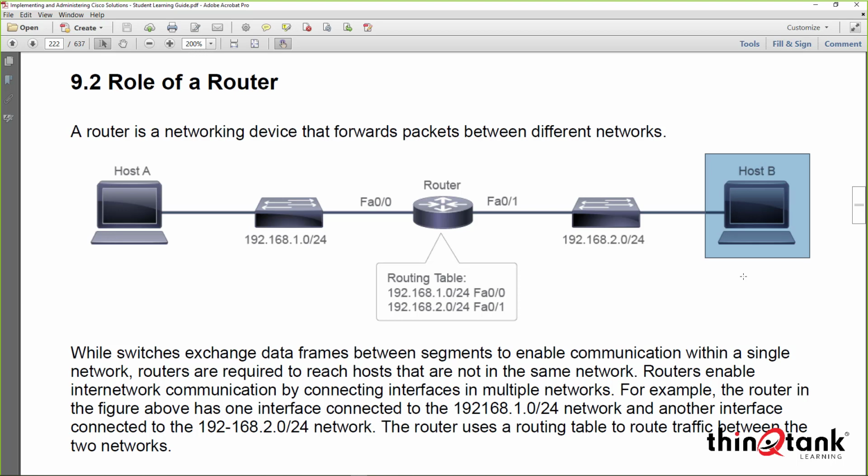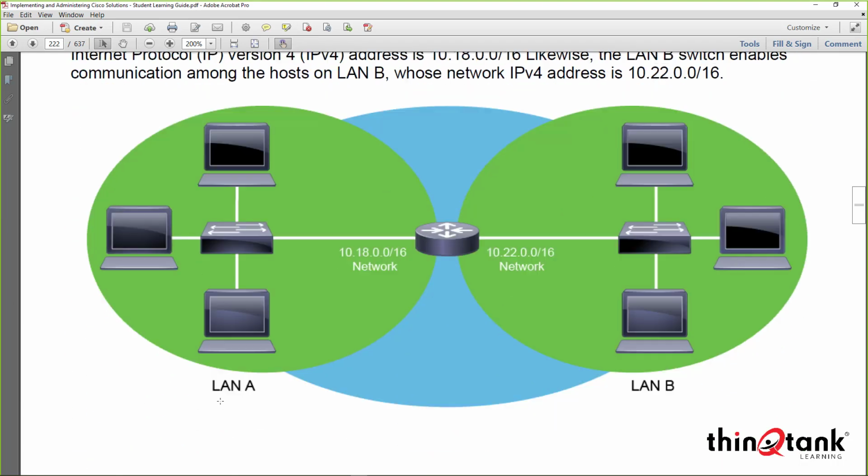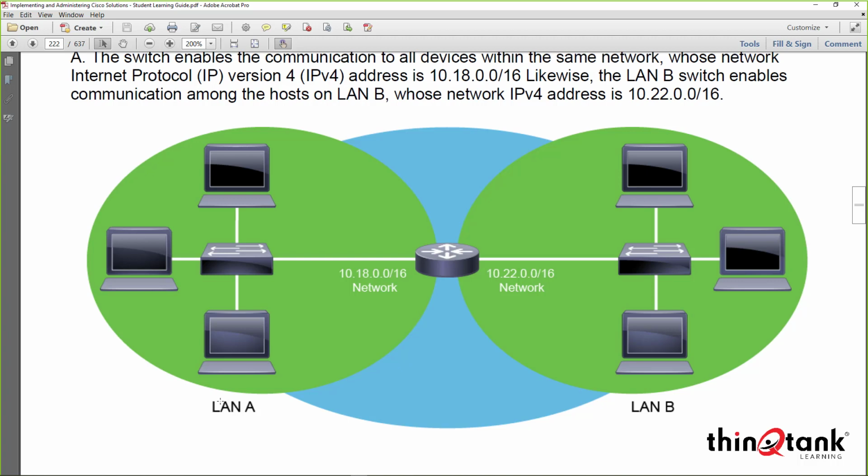Now, it may not always be Ethernet to Ethernet. It could be Ethernet to serial, right? So maybe this side is an Ethernet link, but this side is a serial link running frame relay. Or maybe this side on the left is an Ethernet link, and this side is a serial running PPP. But layer 2 encapsulation is always going to be recreated. Okay? So in this particular case, we have 2 separate broadcast domains, LAN A and LAN B, and the router is responsible for switching data from one broadcast domain to the next.